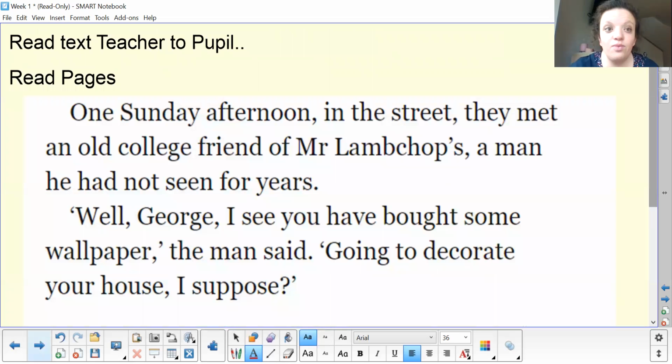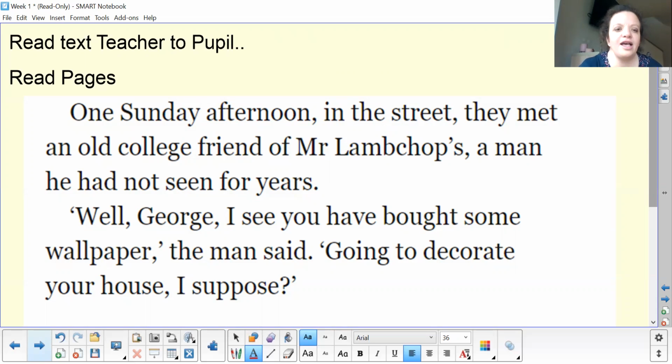Okay, so we're going to carry on today with our reading and you can read along with me or you can listen to me read. It's completely up to you this morning, okay? So, one Sunday afternoon in the street, they met an old college friend of Mr. Lambchop's, a man he had not seen for years. What does college mean? Does anyone know? College is where you go after school. When you go and do more studying and more learning, you go to a place called a college when you're like a late teenager, maybe going into adulthood. So it was a friend that Mr. Lambchop had known when he was at college, but he hadn't seen him for lots and lots of years.